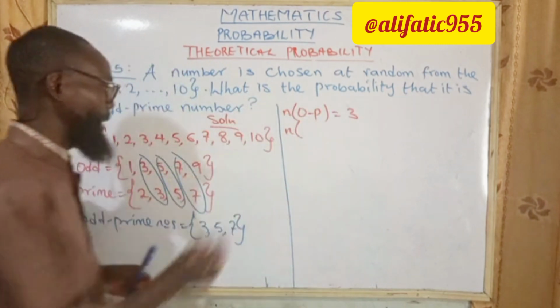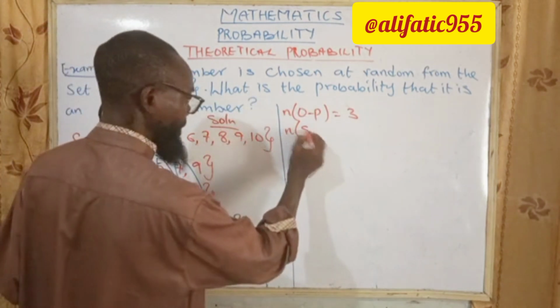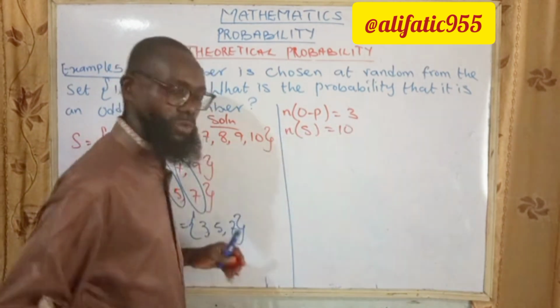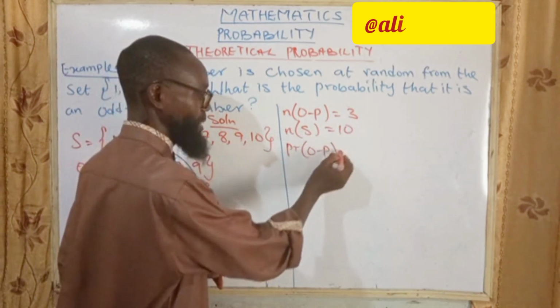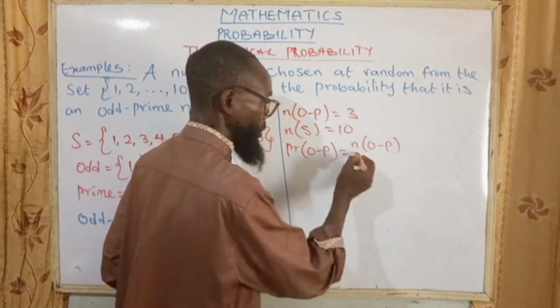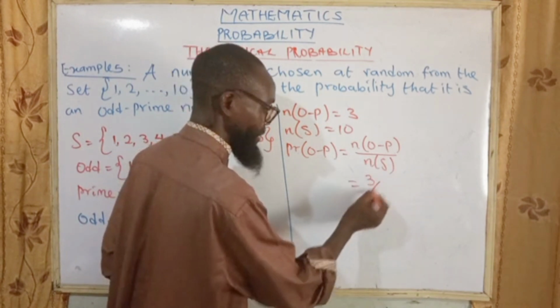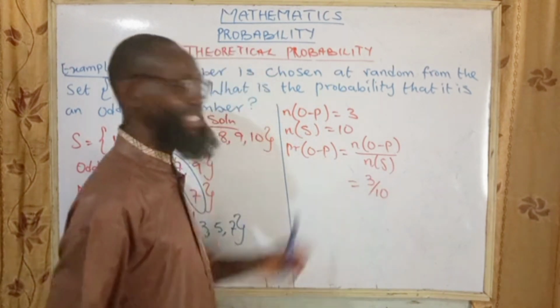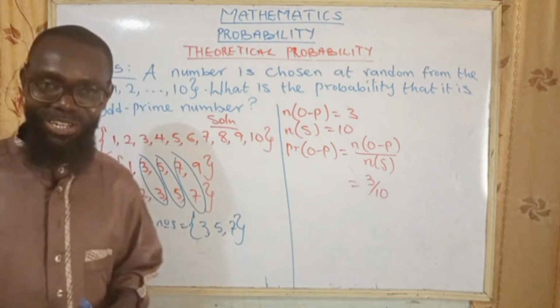The number of sample space, meaning the total number given to us, when you count it is 10. So from here, the probability of an odd prime number will be equal to the number of odd primes over the number of sample space. That is 3 divided by 10. So this is the probability of odd prime numbers.